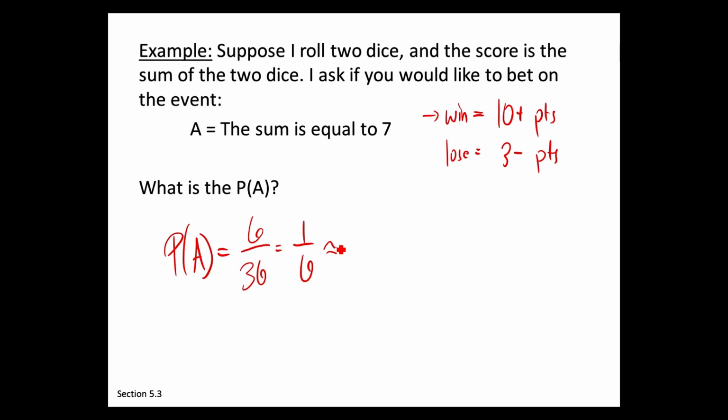16.6666666. Is that true? Right? So which would be about a 16.7% chance. Right? You want to take the bet? You've got a 16.7% chance of earning 10 points, and you have a 83% chance, ish, of losing 3 points. Still want to take it? You still want to take it?